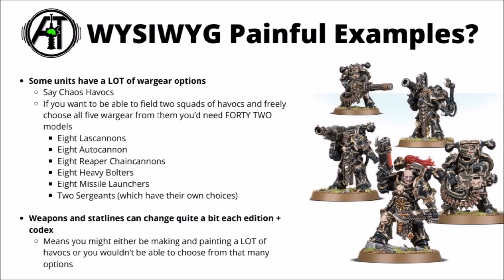So 8 each of the different war gear options, so las cannons, auto cannons, chain cannons, heavy bolters and missile launchers, and then 2 sergeants to go alongside them. Even they could have their own variant war gear choices that you might want to swap out depending on the list. That takes really quite a lot of hobby time and effort.